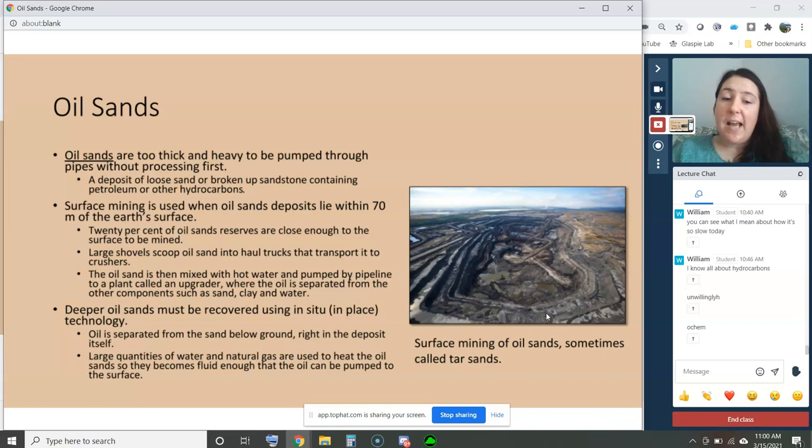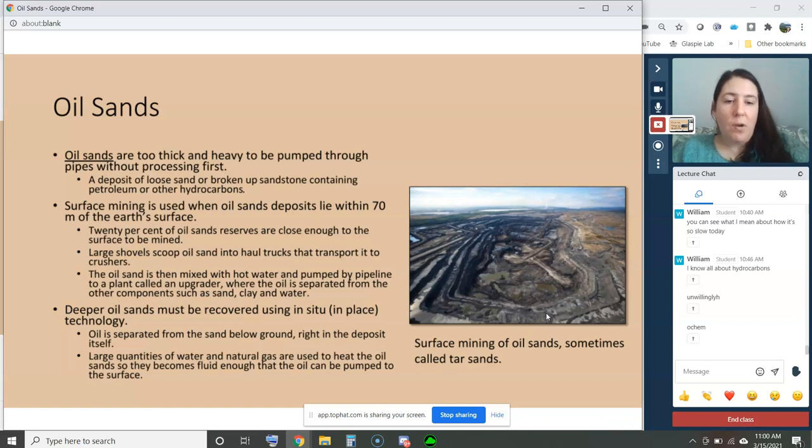If oil is not light or medium, if it's heavy or extra heavy, we call this type of oil sands. And this is material that is essentially a solid. It's too thick and heavy to be pumped through pipes unless it's processed first. So really, oil sands are simply a deposit of loose sand or broken up stone that contains petroleum or other hydrocarbons.